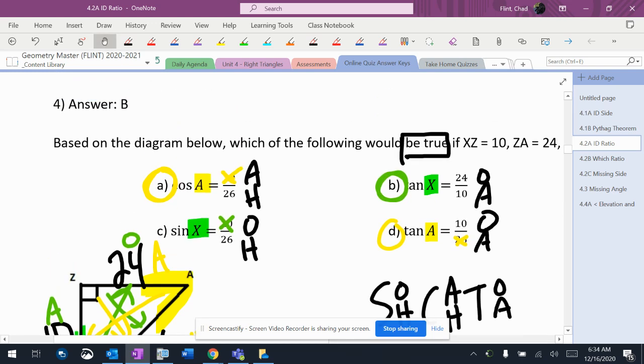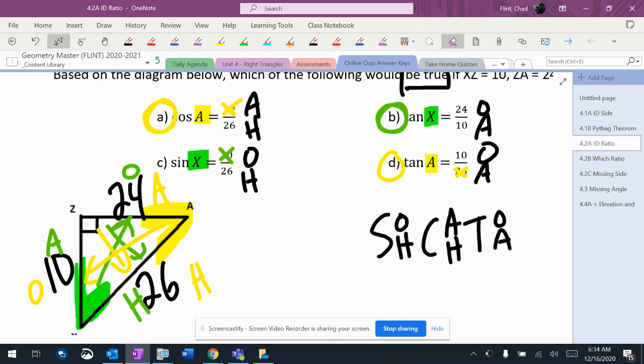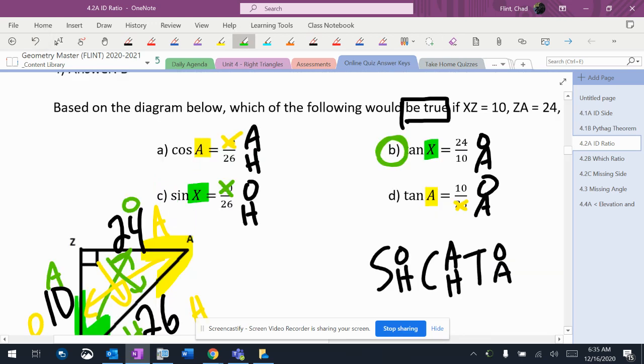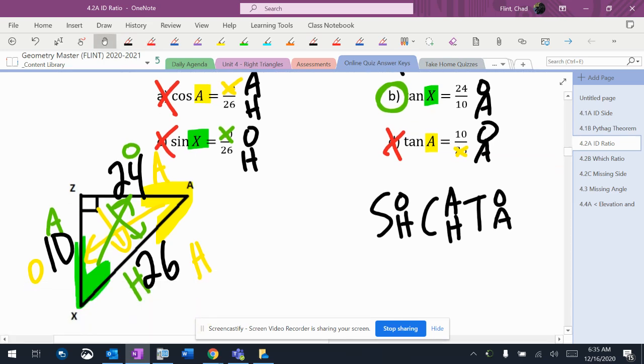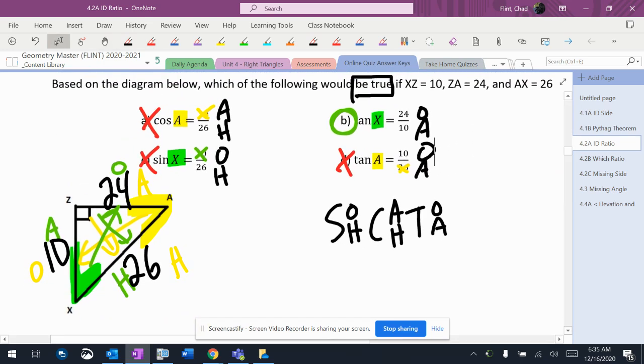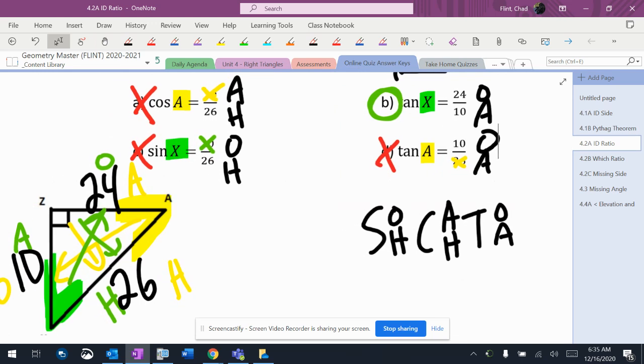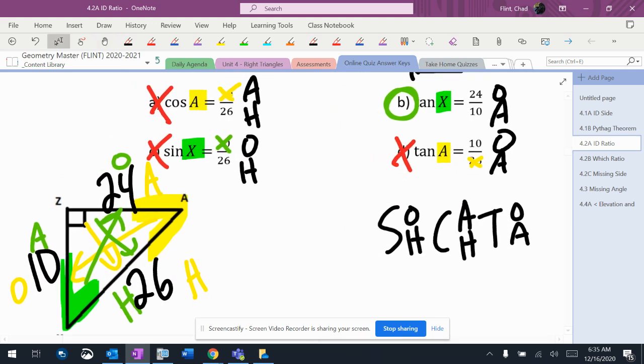Let me read the question again. It says which one would be true, not which one would not be true. All right, so those three there are all not true based on things that I figured out and explained. So let me run through this one more time quickly. Now that I actually read the question correctly, it says which one would be true. So I'm comparing these numbers to what's on the triangle in terms of names.